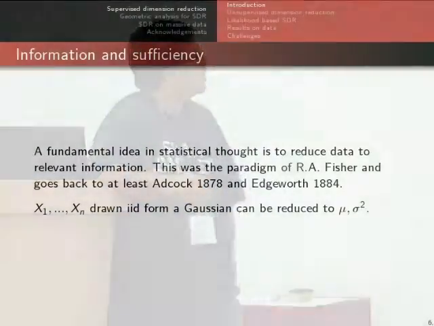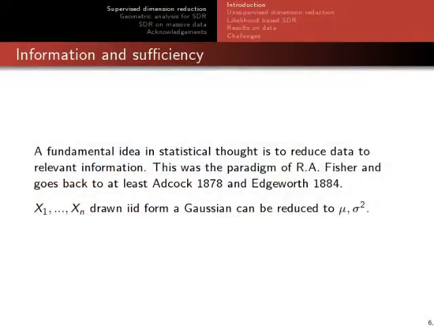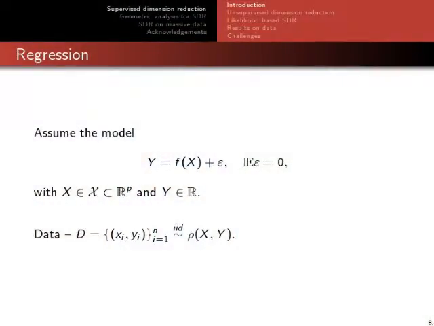Okay? So this idea of dimension reduction is really related to an idea of information and sufficiency. The classic notion of sufficiency is: I give you n observations from a multivariate normal, right? If you can estimate the mean and the variance, you can throw out all your data. It's a sufficient statistic. So that's going to be kind of the framework or the perspective we're going to take.